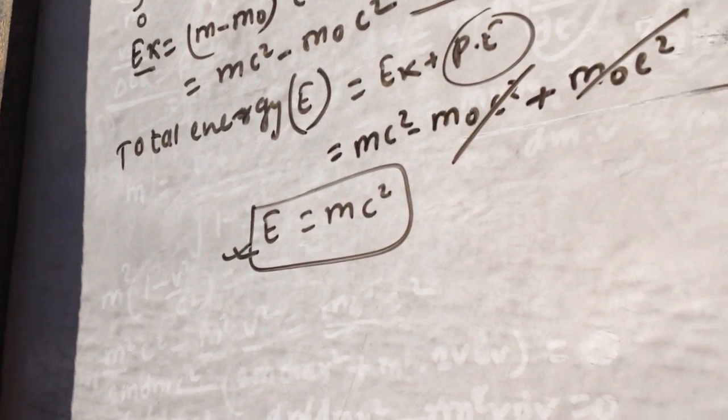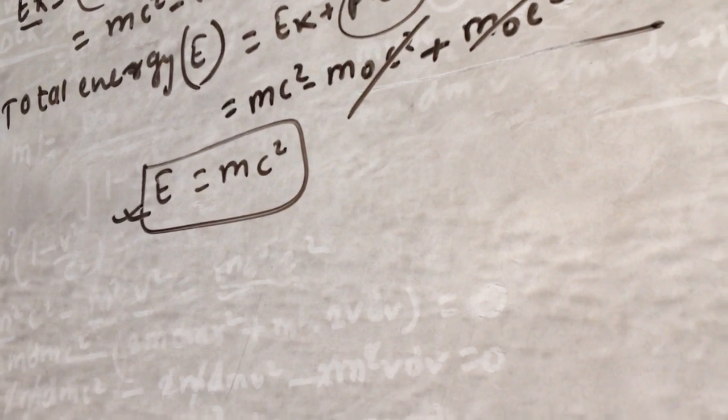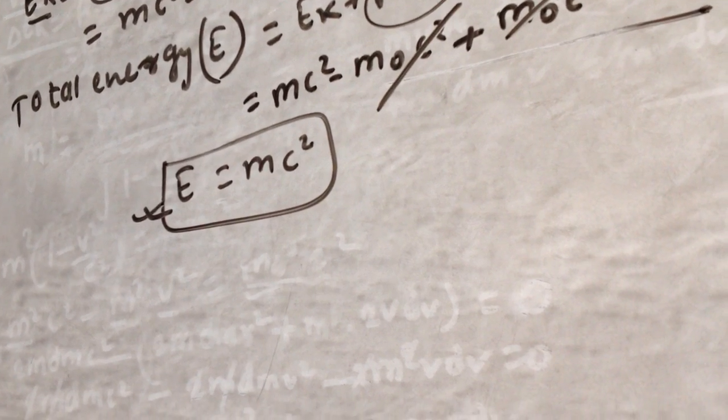That means energy and mass are interconvertible, and this formula is used in the production of the hydrogen bomb.